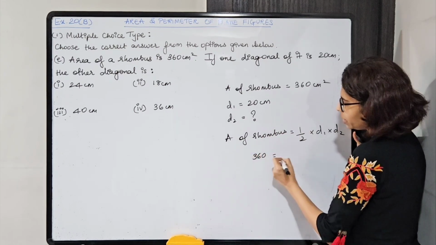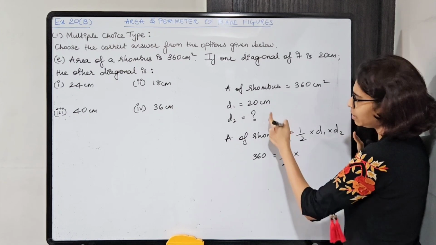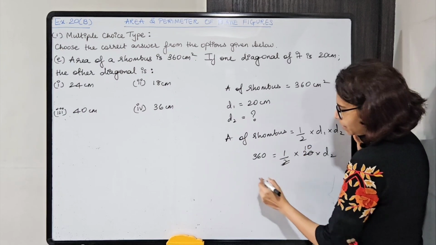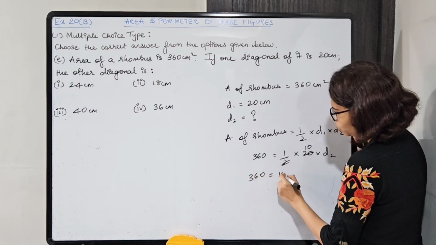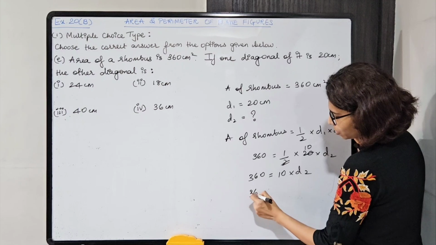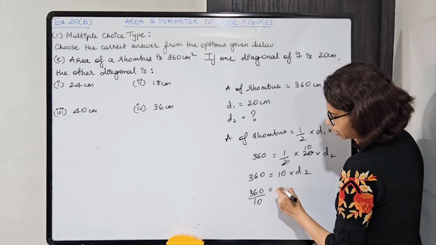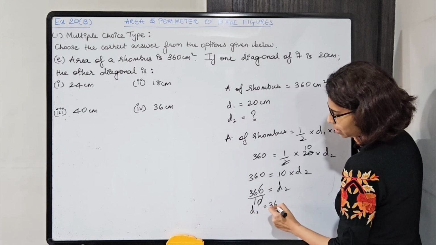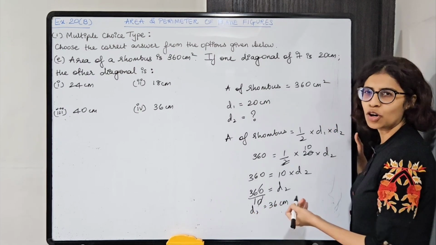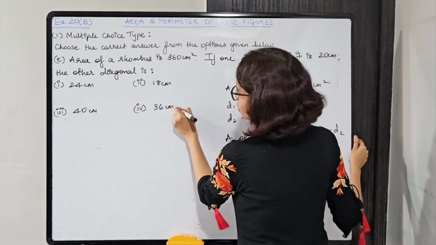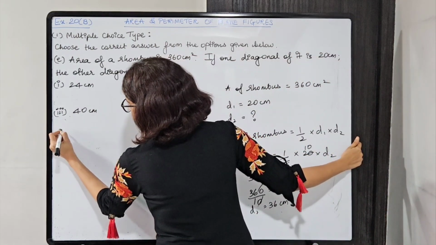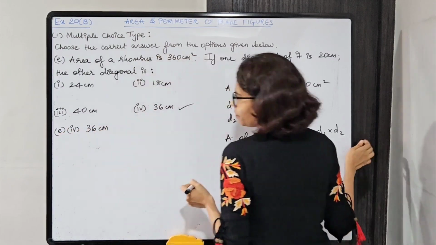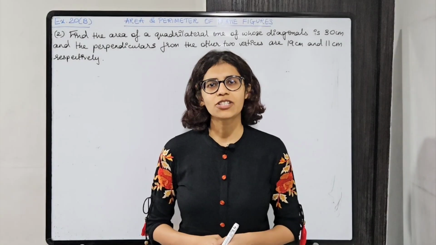360 है. So 360 is equal to half into D1 is 20, D2 find out करना है. 2 tens are 20. So 360 is equal to 10 into D2. So 360 upon 10 is equal to D2. So D2 is 36 centimeter. बहुत easy था. So last option. So for E, fourth option is the correct answer, 36 centimeter. Okay. Let's solve the next question.